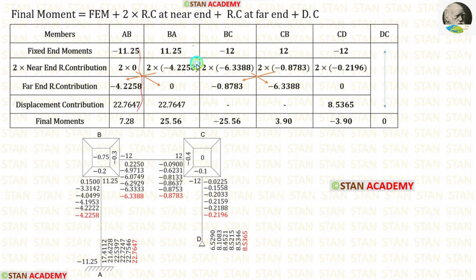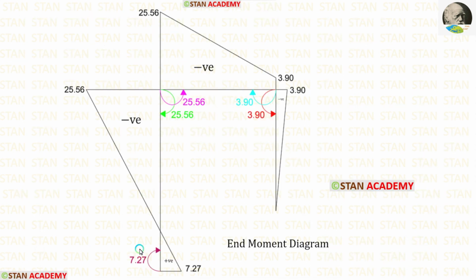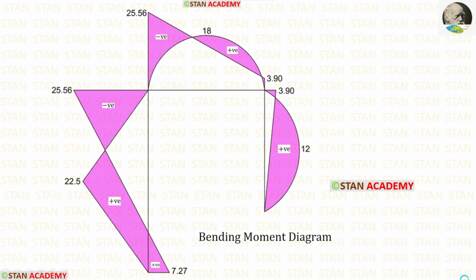Now let us add these four values and find the final moments. After adding, we are getting the final moments. Now using these formulas, we can make the free moment diagram. Using the direction of the moments, we can make the end moment diagram. Then we can combine both of them and draw the bending moment diagram.